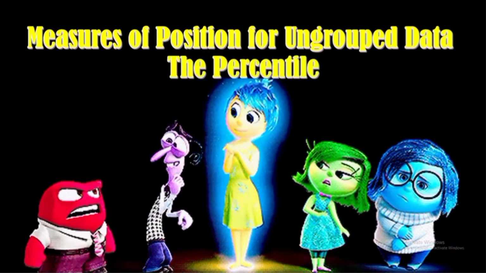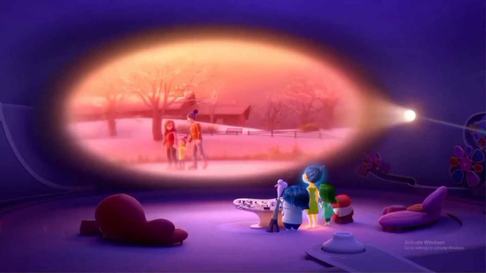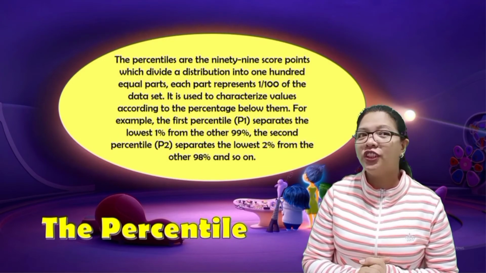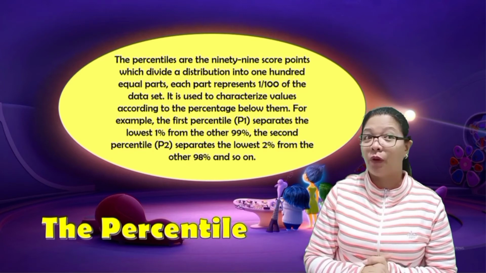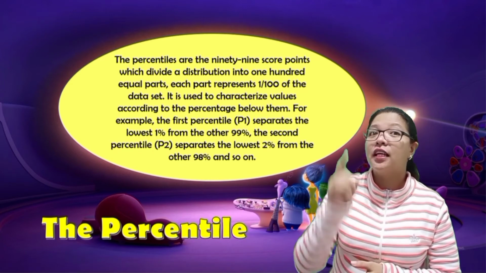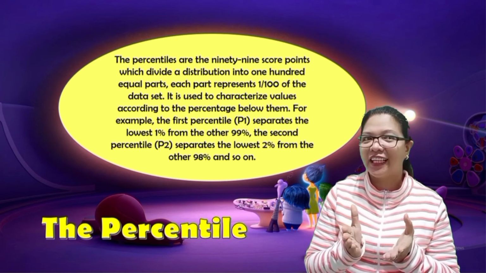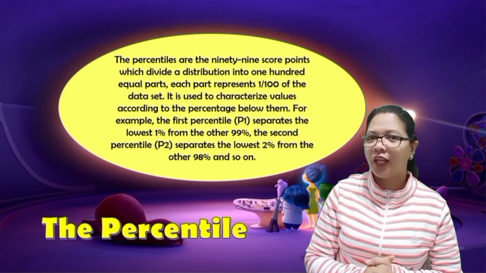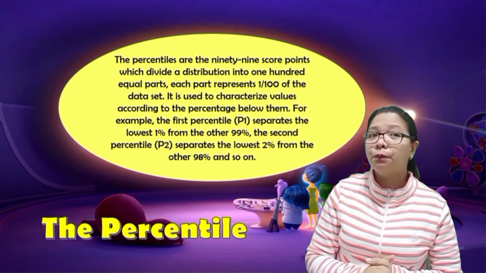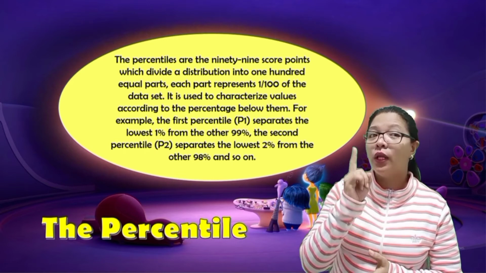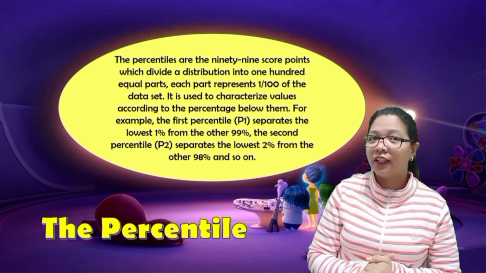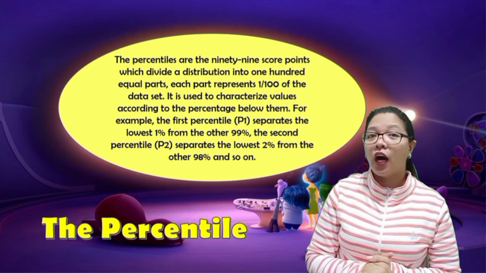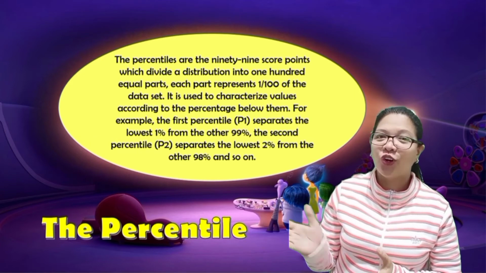The percentile. The percentiles are the 99 score points which divide the distribution into 100 equal parts. Each part represents 1 over 100 of the dataset. It is used to characterize values according to the percentage below them. For example, the first percentile separates the lowest 1% from the other 99%. The second percentile separates the lowest 2% from the other 98%, and so on.